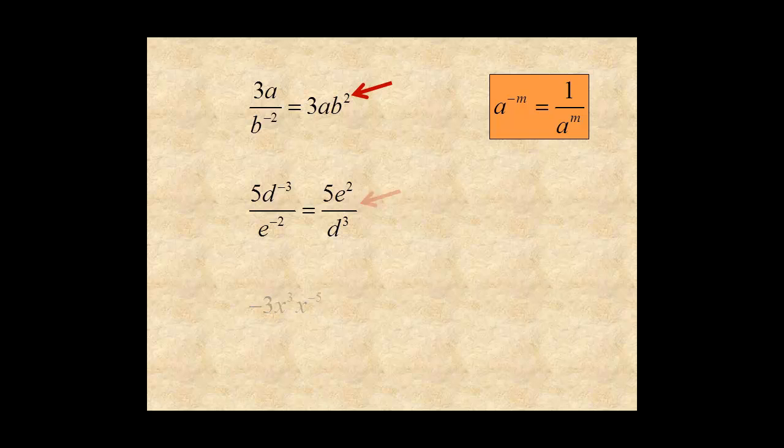For the third example, there's a product of powers. So add the exponents, 3 plus negative 5, for negative 2, x to the negative 2. Then rewrite the negative exponent for negative 3 over x to the 2.